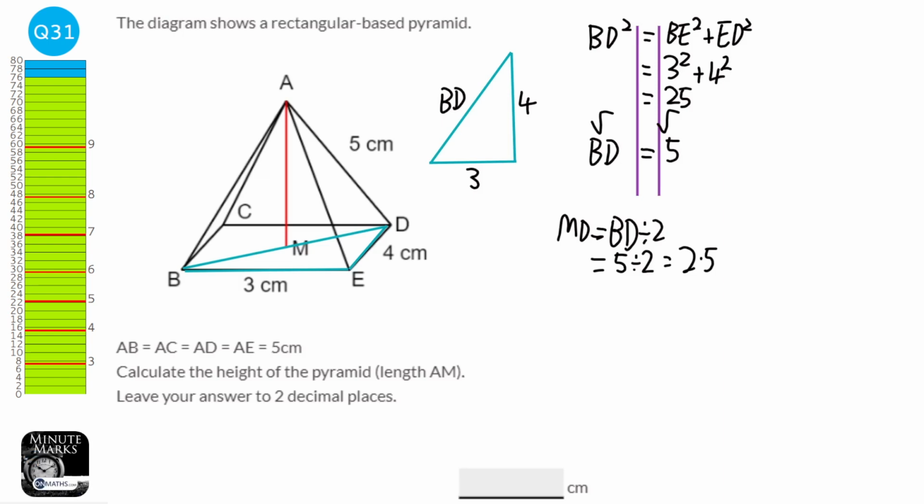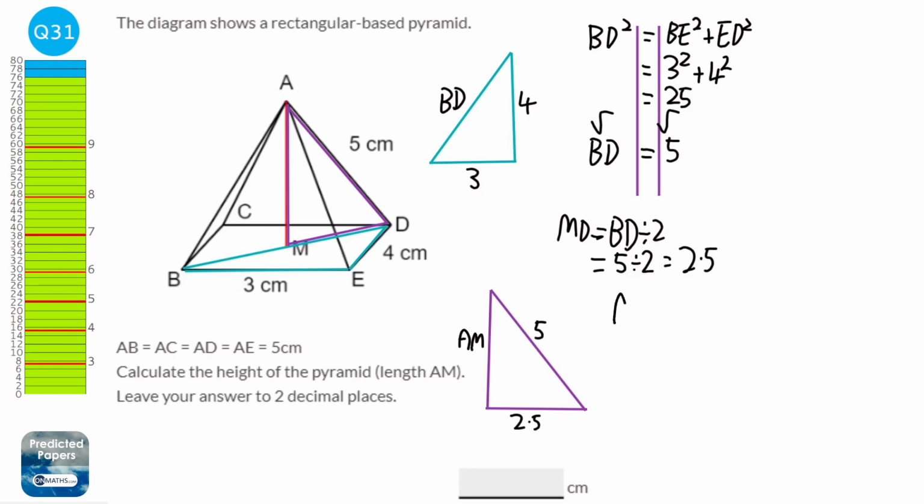Next we're going to draw in another right angle triangle. It doesn't actually matter which side we take. We're just going to take this side because we've worked out what MD is. And let's draw that out down here. Okay, so we've got the length of 5 here. We know the bottom bit is 2.5 and we're looking for the length AM. So another bit of Pythagoras here.